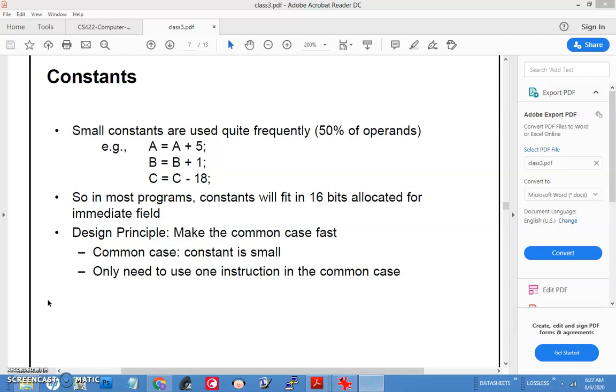So make the common case faster, because the common case is the small constant. If you make it faster, you can speed up the entire system. This is another design principle used. To summarize, the design principles used are: smaller is faster, simplicity favors regularity, good design demands compromises, and make the common case faster. You should know the examples of all these with respect to MIPS architecture.